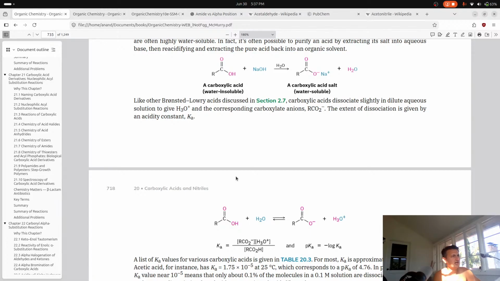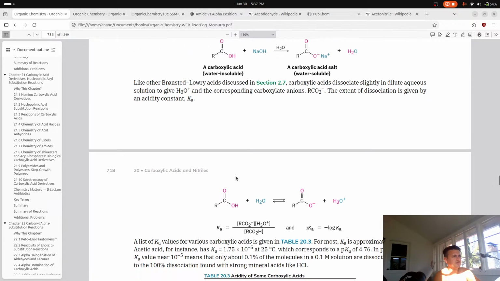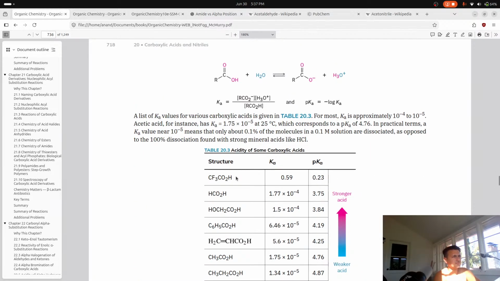Like other Bronsted-Lowry acids, carboxylic acids dissociate slightly in dilute aqueous solution to give H3O plus and the corresponding carboxylate anions. The extent of dissociation is given by the Ka. All right, so here's a little reference of what Kas and pKas are.